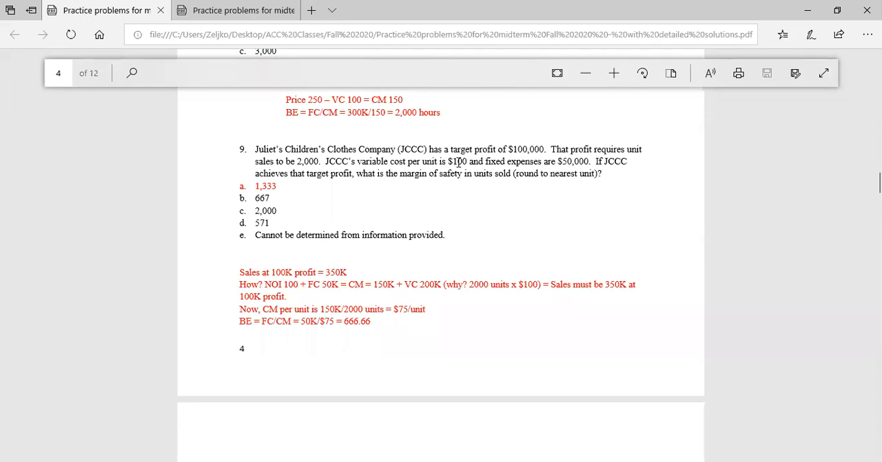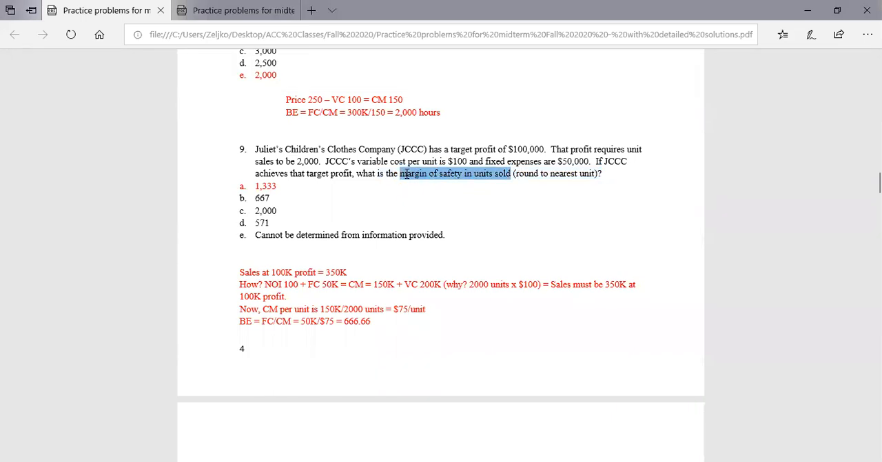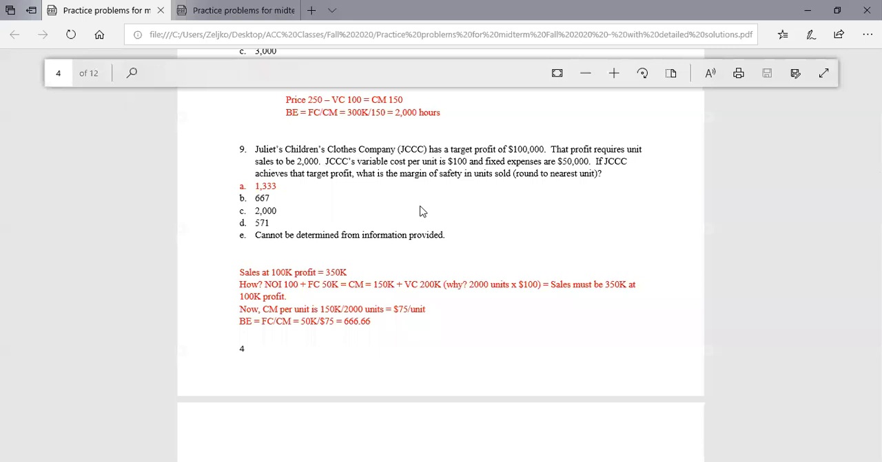What's the question actually? What's the margin of safety? Well, if you have a question, what's the margin of safety? You know right away that you need 2 things. What's the margin of safety, right?